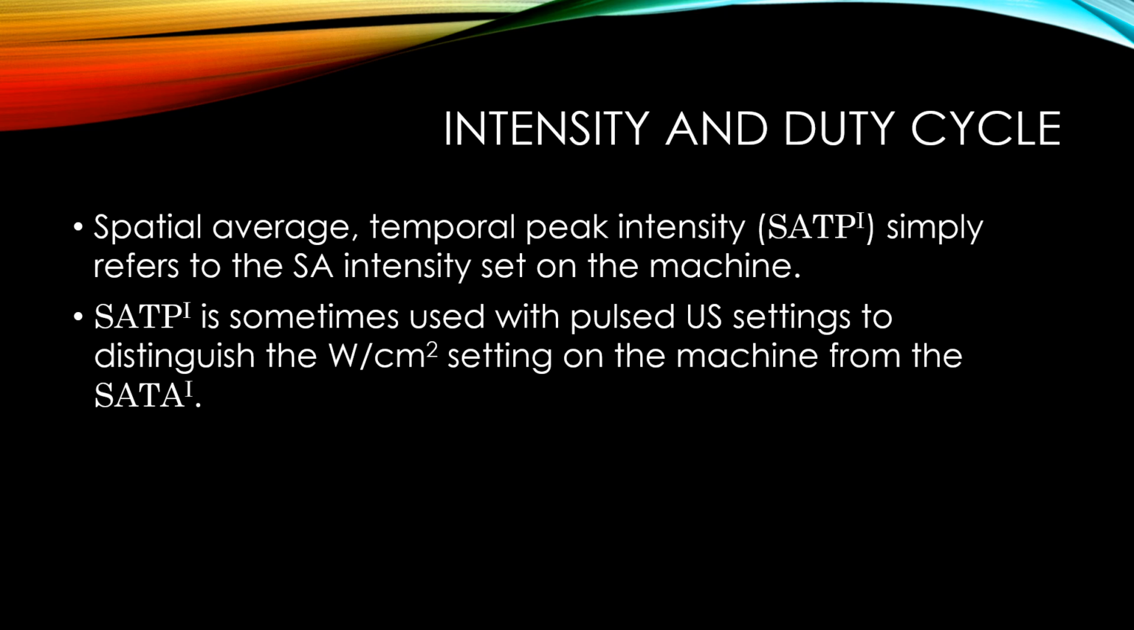Just a couple more terms here, again, mostly for you to understand the literature. There is this other concept called spatial average temporal peak intensity. So we talked about spatial average temporal average previously, but this is spatial average temporal peak intensity. And that simply refers to the spatial average intensity that you have set on the machine, and therefore the spatial average intensity while the duty cycle is on. Sometimes spatial average temporal peak intensity is a term that's used when you're talking about pulsed ultrasound settings to distinguish that setting on the machine for spatial average intensity from the spatial average temporal average intensity.